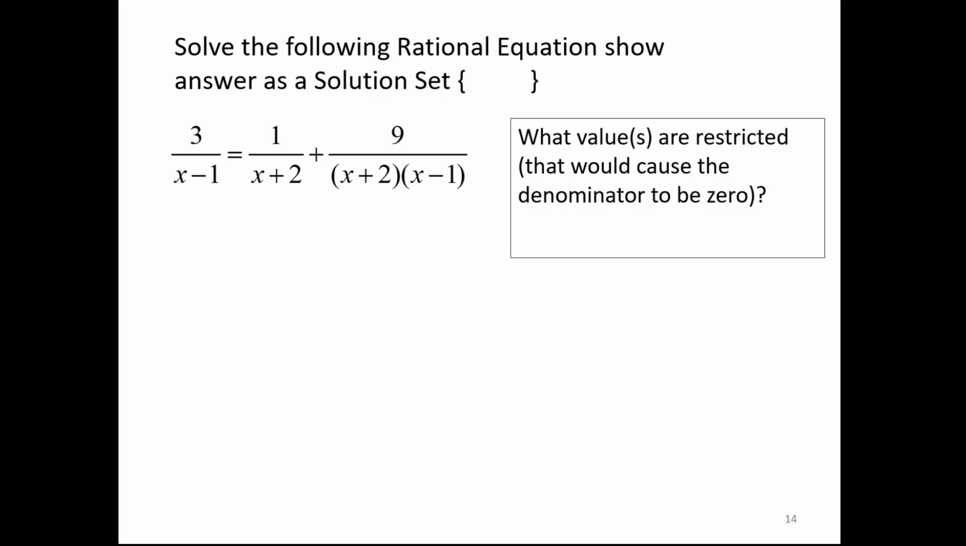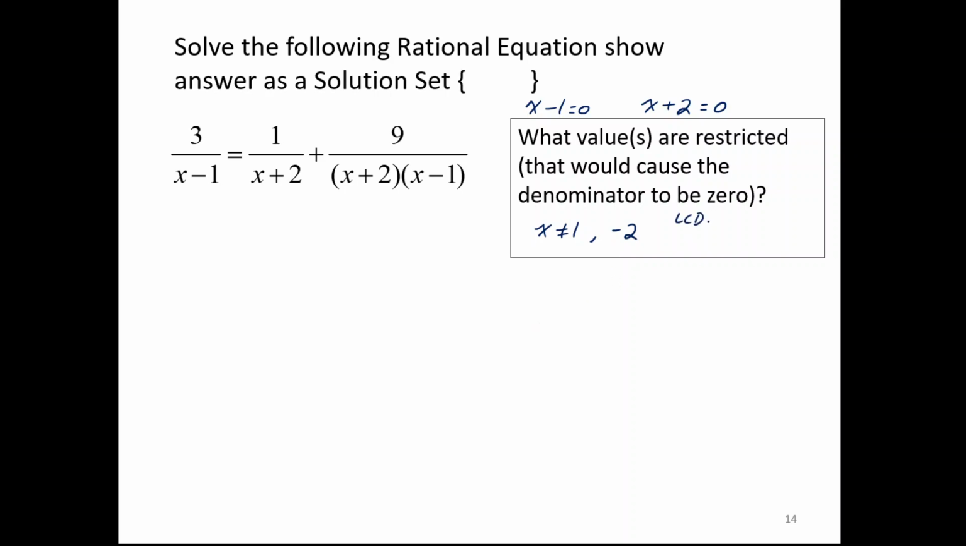All right, thinking about the restricted values, what values would cause the denominator to be 0? We need to consider the two denominators, x minus 1 and x plus 2, the two factors in our denominators. x minus 1 would be equal to 0 whenever x equals positive 1, so x is not equal to 1. And the factor x plus 2 will be equal to 0 whenever x is equal to negative 2, so we say x is not equal to 1 or negative 2.